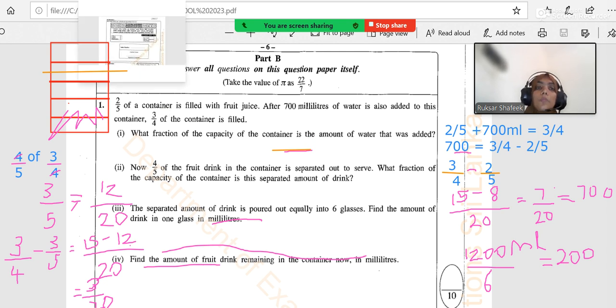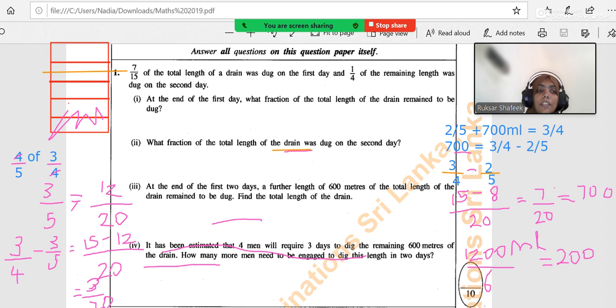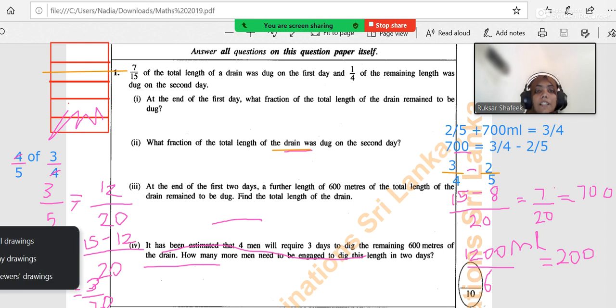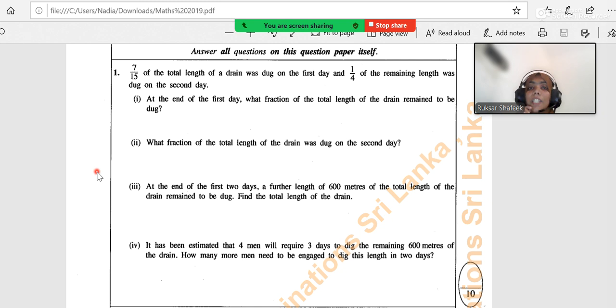Moving on to the 2019. So let me first clear the screen so that we can move to the next question there. Okay, in this question once again, we're going to write down the details that we have very clearly. 7 over 15 of the total length of a drain was dug on the first day.